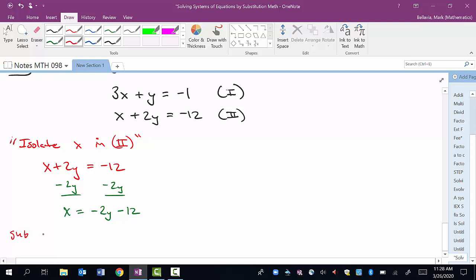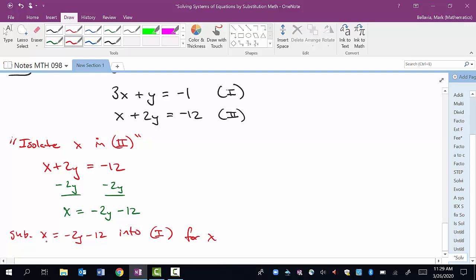So I'm going to sub x equals -2y minus 12 into the other equation. In this case, I started with 2, so this will be into equation 1. You never want to sub it back in for itself because then you'll just get an identity automatically, and that's not solving the equation. So we're going to sub x equals -2y minus 12 into 1 for x. You're replacing the x.